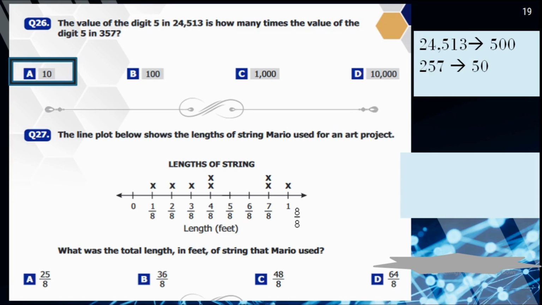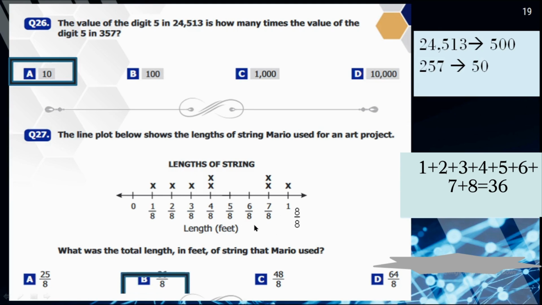So let's just start. We will add all the numerators because the denominator will remain as it is. We can't change it, but we will add all the numerators to know the total length of the string. So if we add all the values, the total is 36. So the numerator is 36 and the denominator is 8. So B is our correct option.